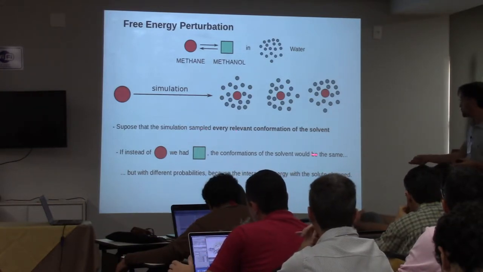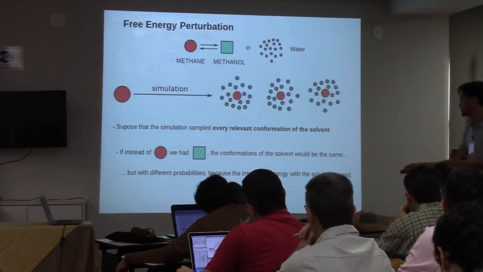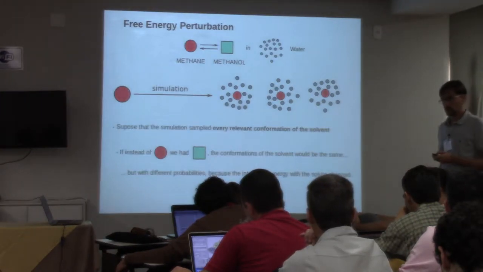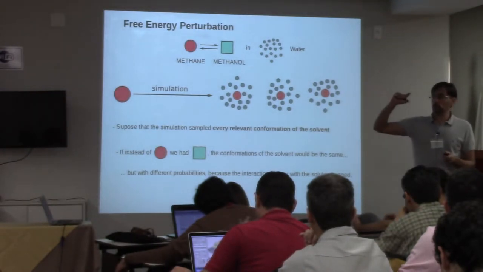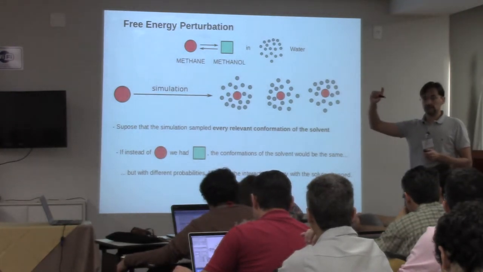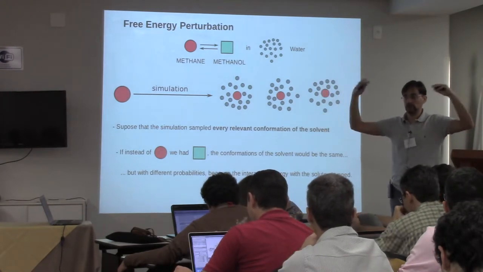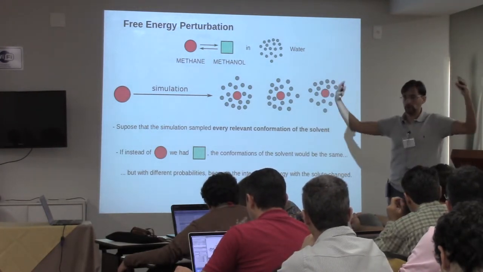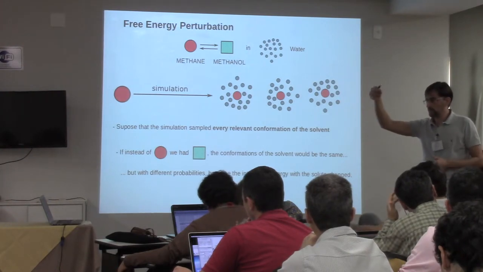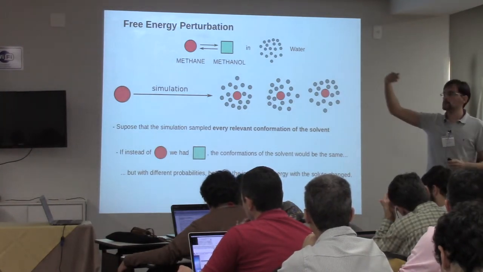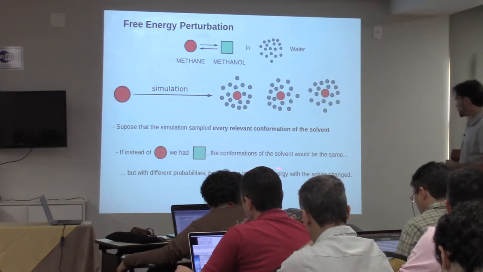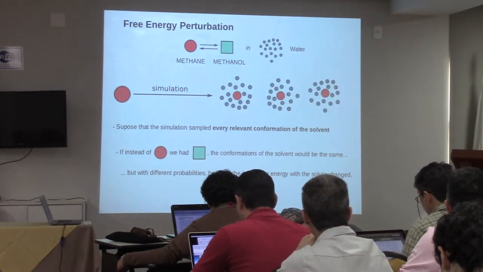So we have to recompute the relative probabilities of these configurations in the new system in which the solute was changed. Okay? So this is the general idea. We do a simulation with an original molecule. This simulation is long in such a way that we believe we have sampled even rare configurations. And then we change this solute by our goal solute, for example, and we recompute all the probabilities in this new set of configurations, because the energies changed when we did this transformation.